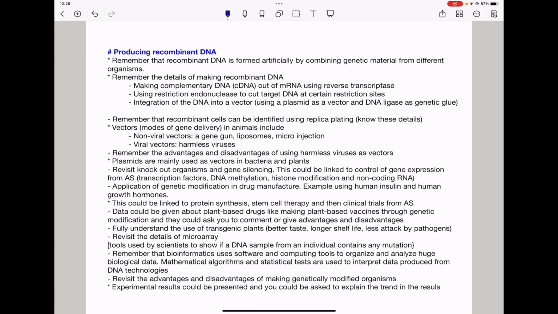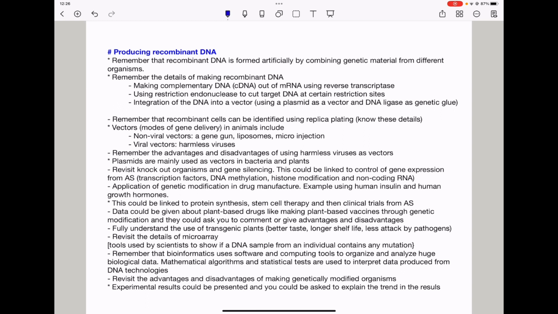And since vectors are used as modes of delivery, remember that in animals we have non-viral vectors, which include using a gene gun, liposomes, microinjection, and we have viral vectors whereby harmless viruses are used to deliver the genetic material into the intended cells. You should remember the advantages and disadvantages of using these harmless viruses as vectors. Remember that plasmids are mainly used as vectors in bacteria and plants.